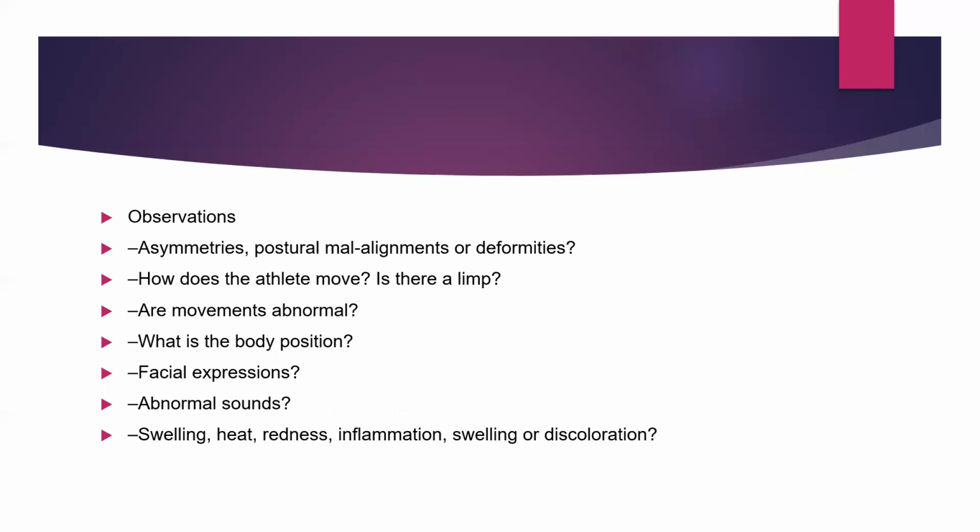Then moving on to the observation, we see the asymmetries, postural malalignment or deformities. How does the athlete move? Is there any limping? Is there any difficulty in walking? We see the gait of the athlete, if he is able to walk properly, if there is a quadriceps gait, giant limping gait, or abnormal movement, and if he is able to perform the movement pain free.